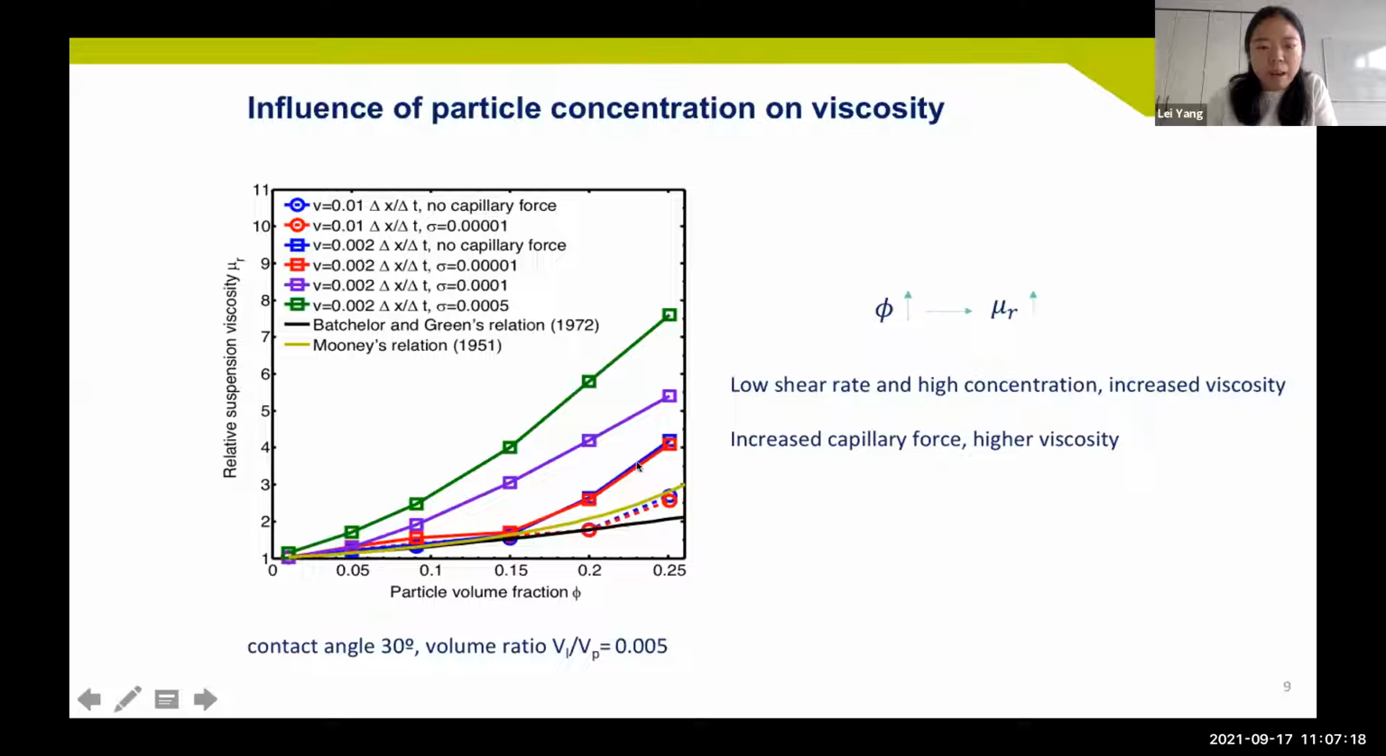While at higher particle concentration and lower shear rate, we measured increased relative suspension viscosity due to the reduced shear rate imposed on the interior particles. And with stronger capillary force and lower shear rate, the particles tend to form clusters. Due to this, the clusters contribute to the increase in the suspension viscosity.